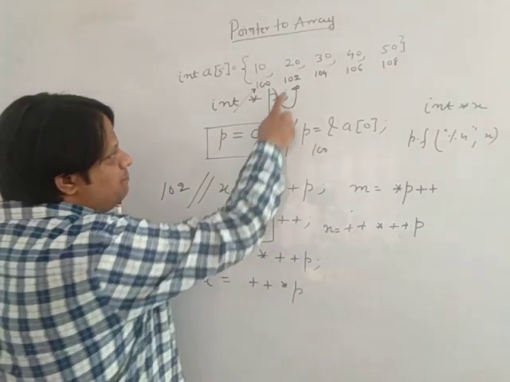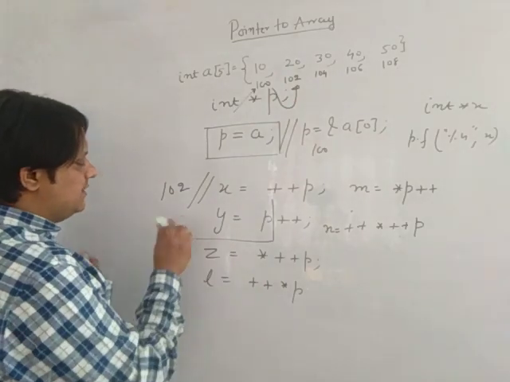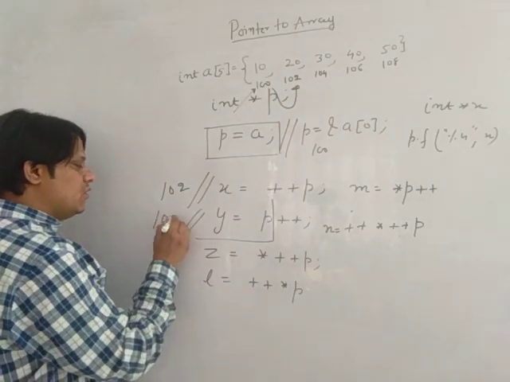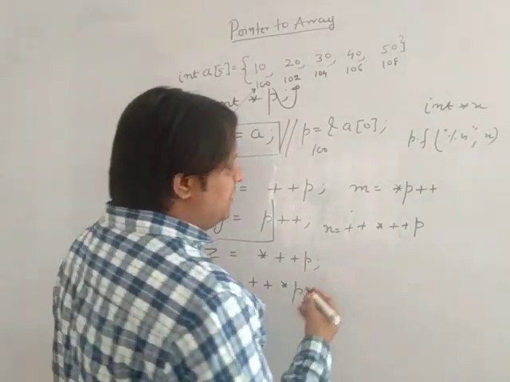And what is the value of p? P is now pointing at 102. Therefore the value of y is 102 only, because it is not pre-increment, it is post-increment. Let me explain with the help of an example.